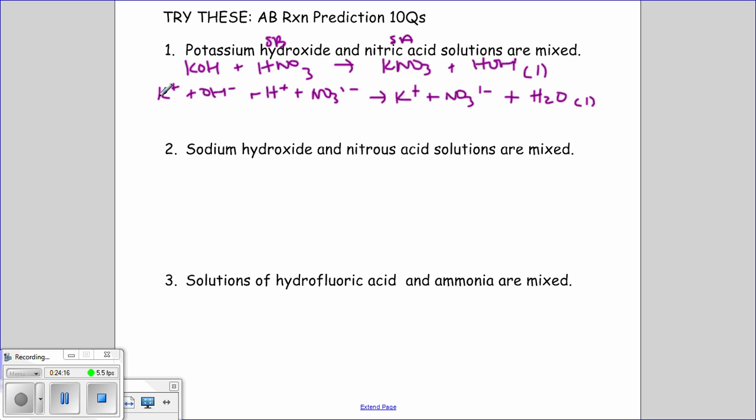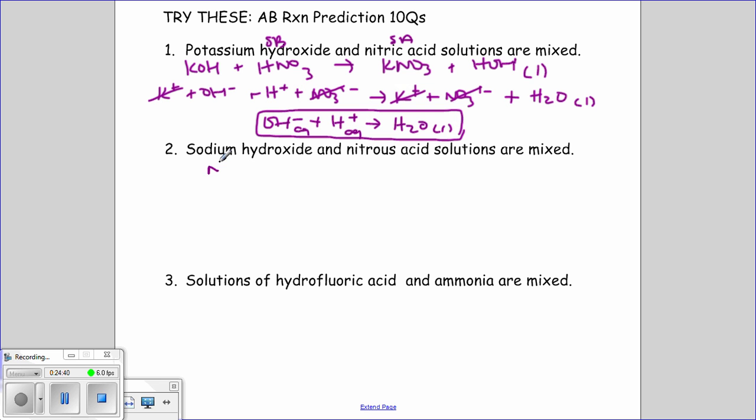We don't ionize that. So the potassium is present on both sides. The nitrate is present on both sides, leaving us only with OH minus and H plus to make water. And I told you that this would happen a lot with your neutralization reactions, specifically if you have a strong acid and a strong base where the reactants are all ionizable. Okay, and I don't label these aqueous, but we all know they're aqueous.